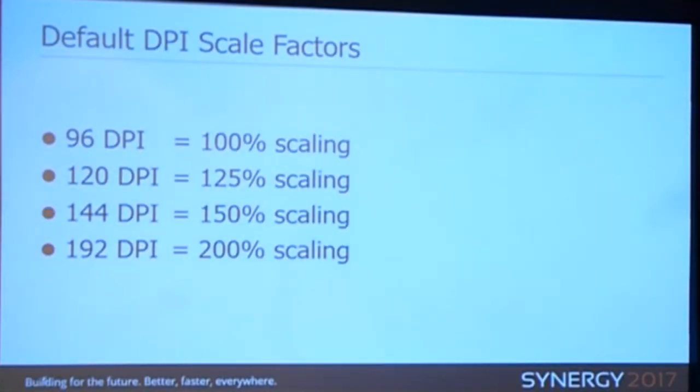And as you go up in pixel density, the scaling goes up as well. Right up to 192 DPI, that's very high. Somewhere between 144 DPI and 192 is the so-called retina display density. I don't think in the near future it's going to get any more dense than that.